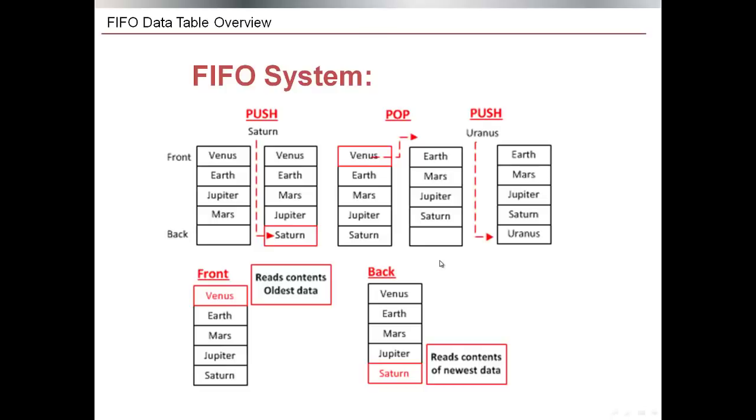Performing a pop, then a push function will cause the information that was written to the data table first to also be the first to leave the table. Only the information in the front and back rows of the table can be read.